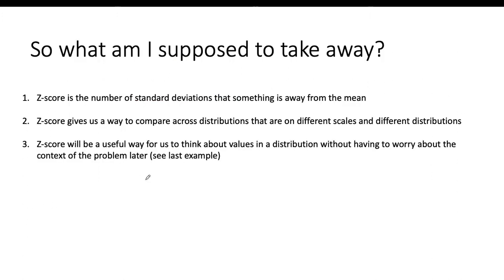I wanted to give you some quick takeaways here. So the first thing is to know the definition of a z-score. It's the number of standard deviations something is away from the mean. So that's hardcore, know what that is. The second, it gives us a way to compare across distributions, especially if you have things that are on different scales, different distributions. It's a nice, easy way to make comparisons across distributions with minimal work. And then the third one is that it's a useful way for us to think about values in a distribution without having to worry about the context.